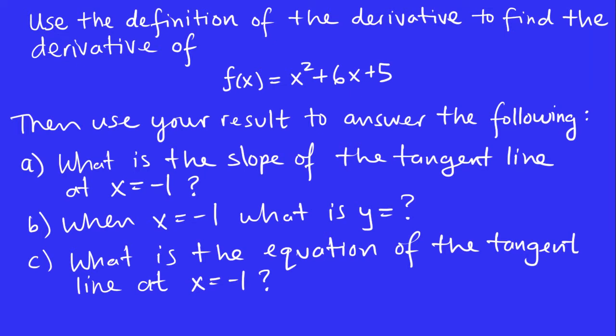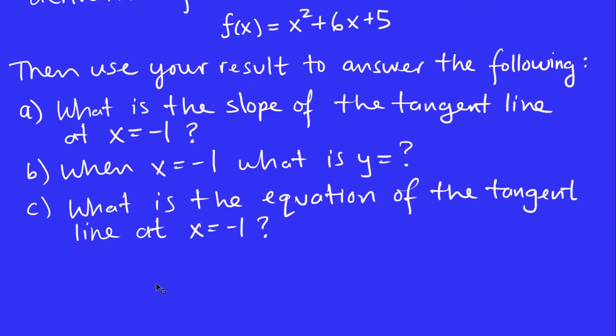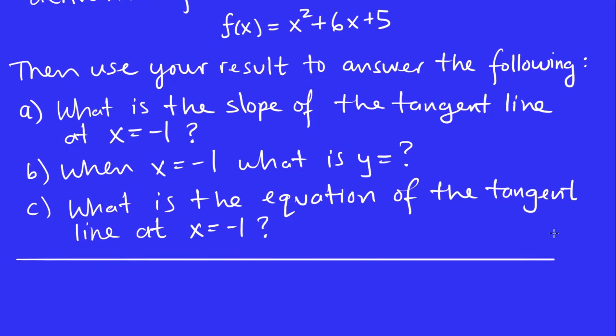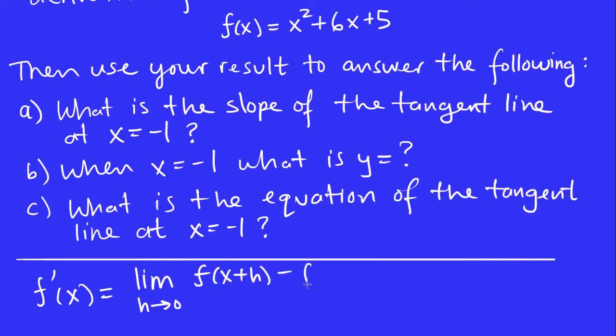Let's see here. Let's first do the derivative, okay? Now, the definition of the derivative is this. F prime of x equals the limit as h goes to 0 of f of x plus h minus f of x all over h. A lot of times people use h.